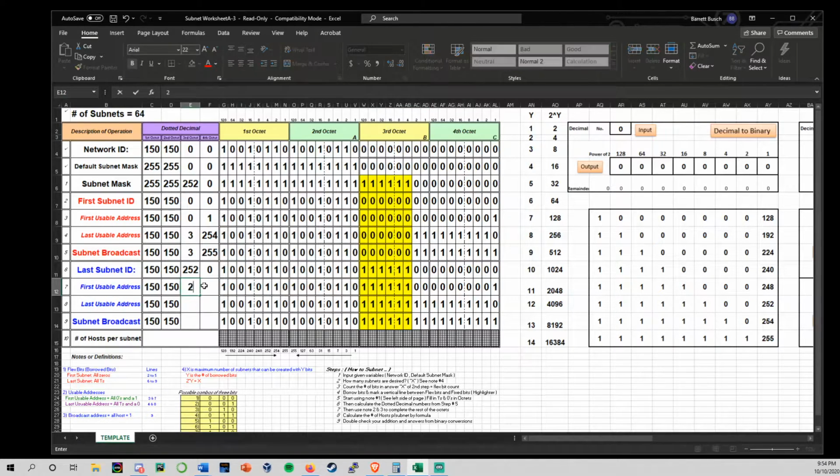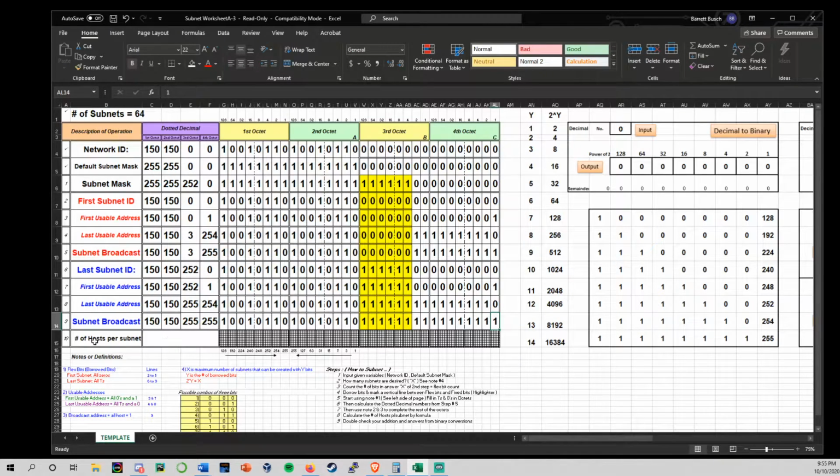This is also going to be 252. This is only 1. Here, these are all turned on, so that's 255. On the fourth octet, everything turned on except for the very last one, so that's 254. Here we see that both octets are fully turned on, so those are both 255. All right.